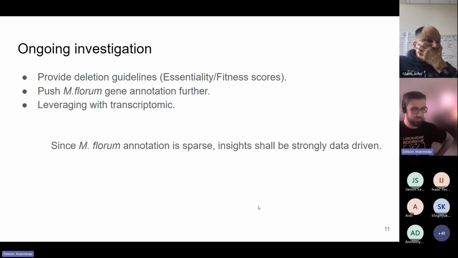Okay, so that's the challenge I told you about. We have to guide our insight with data, because the annotation at the baseline is quite minimal as well.